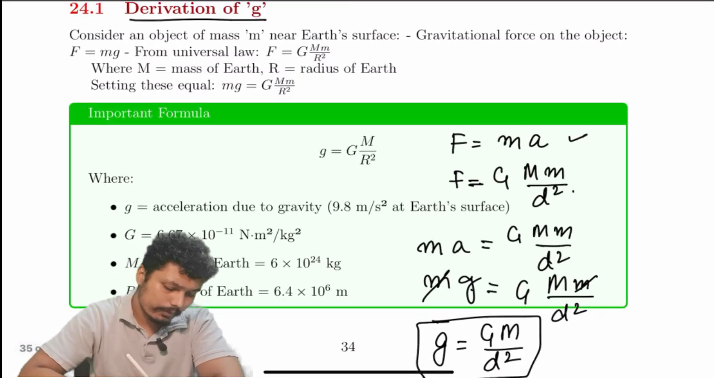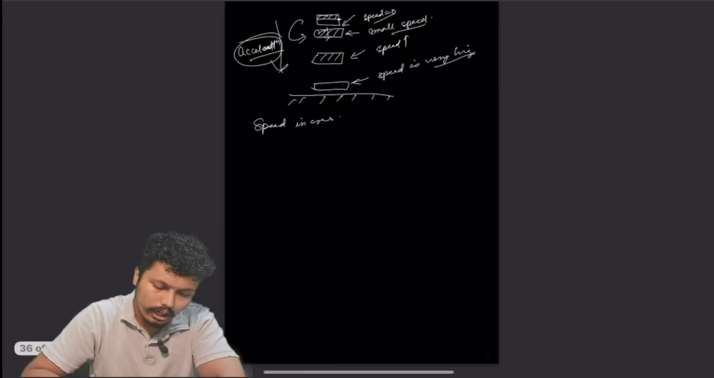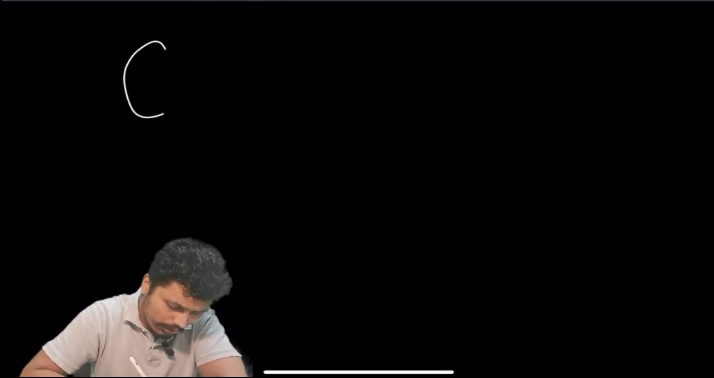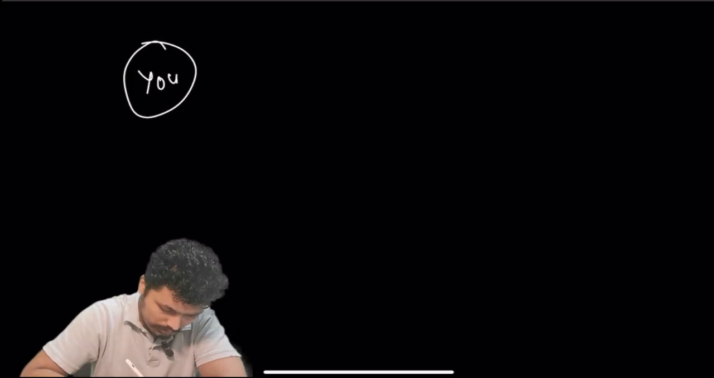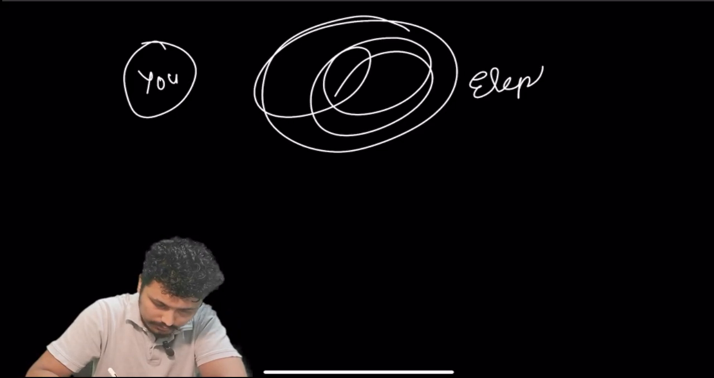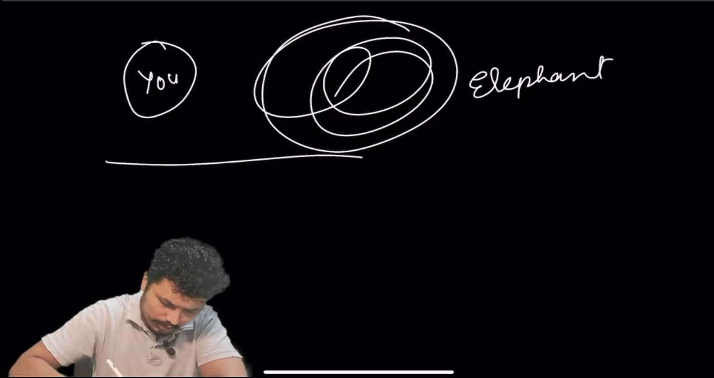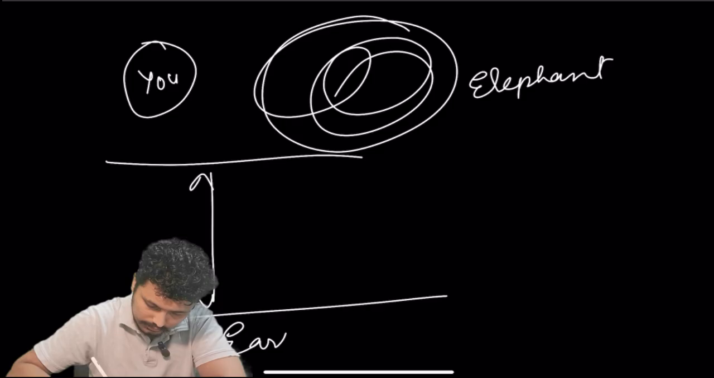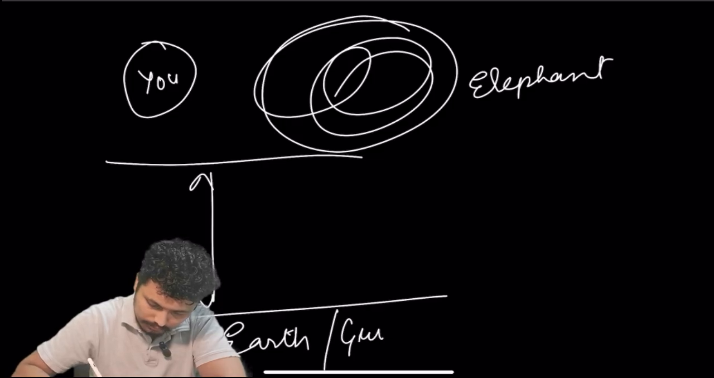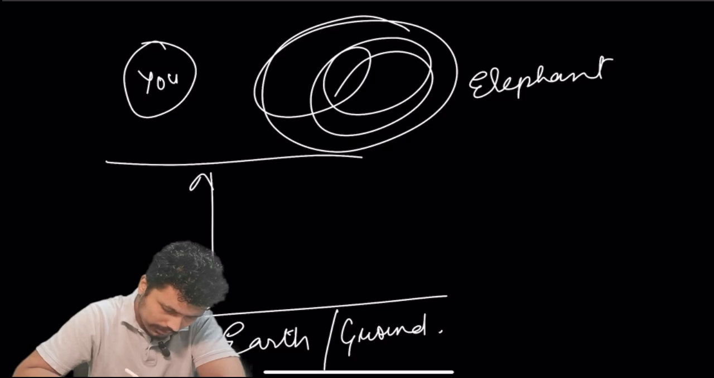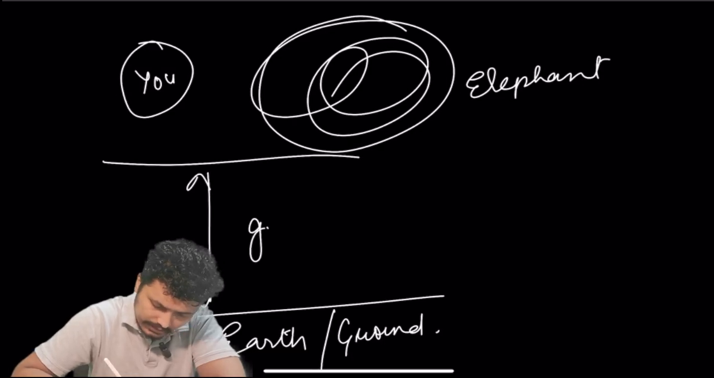Sir, you said me and the elephant will fall down together. How did you say that? Let me explain. Let's say you are this one, and this is a very big elephant. You are falling down to the earth, to the ground. When you two are falling down, you will have the same acceleration. g will be the same.